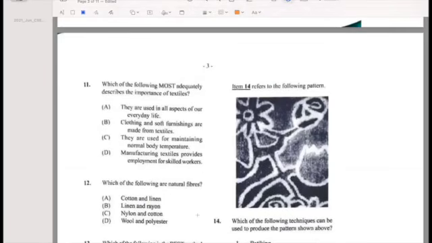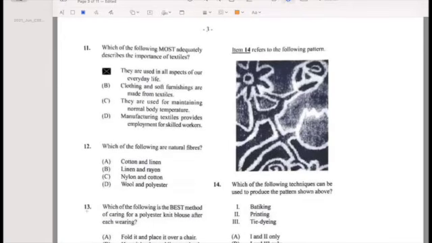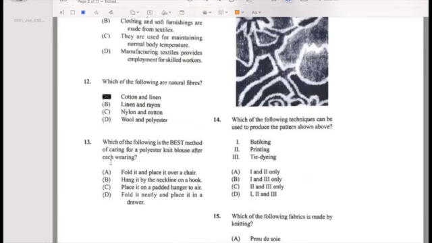All right, number 11. Which of the following most accurately describes the importance of textiles? So if your answer is A, then you're correct. They are used for all aspects of our everyday life. Number 12. Which of the following are natural fibers? So that's A, cotton and linen. This one is easy. Let's go to number 13.